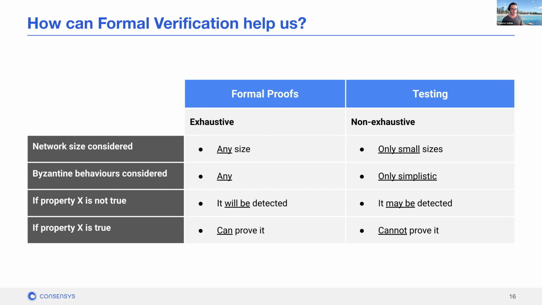And if the property is true, through formal proofs, we can prove it. With testing, we cannot prove it. We can only show that whatever is the test case, all the test cases pass, but we cannot generalize this property to all the possible cases.